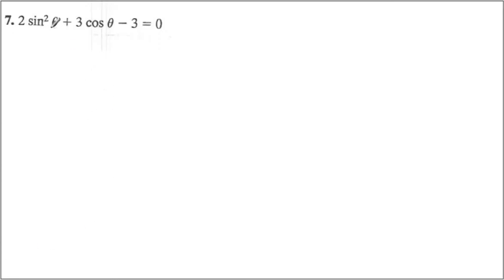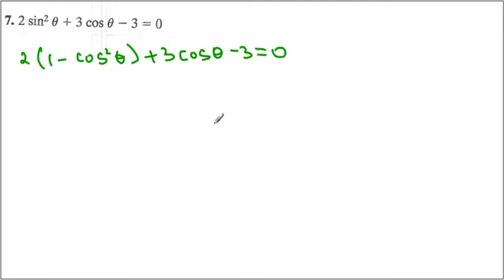Alright, how about the second one? Once again, by using sine squared plus cosine squared equals 1, we can rewrite this one as 1 minus cosine squared theta plus 3 cosine theta minus 3 equals to 0. How are we going to do this? So negative 2 cosine squared theta plus 3 cosine theta, and plus 2 minus 3 becomes minus 1 equals to 0.